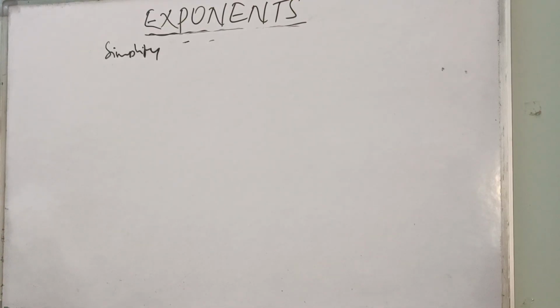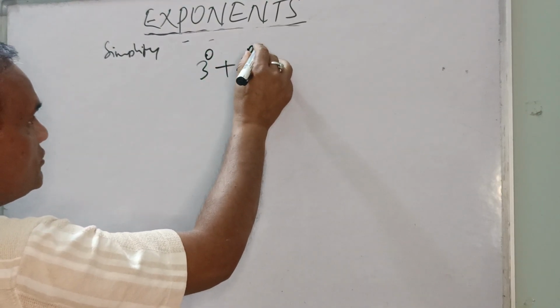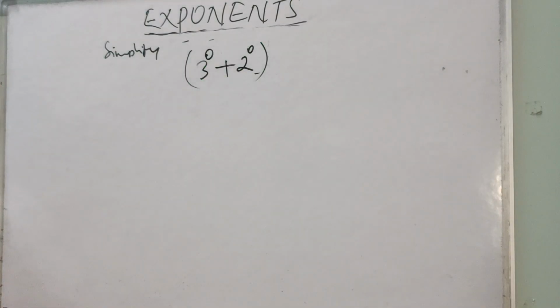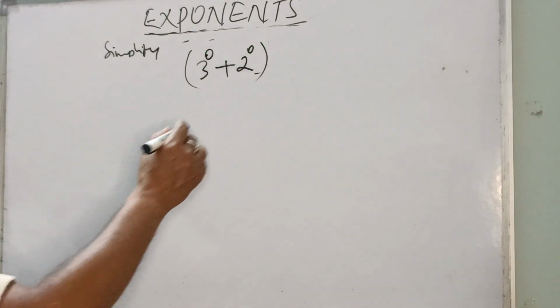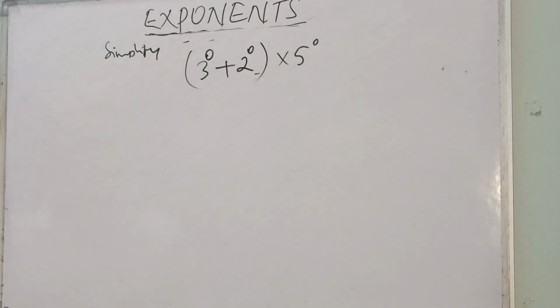So the question is: 3 to the power 0 plus 2 to the power 0, bracket close. There is a small bracket. 3 to the power 0 plus 2 to the power 0, multiplied by 5 to the power 0. This question is to be solved. It is very much easy. This is a one-liner question. But I am going to solve this.